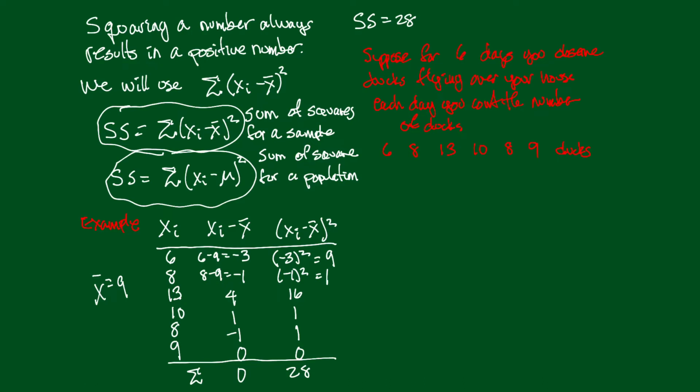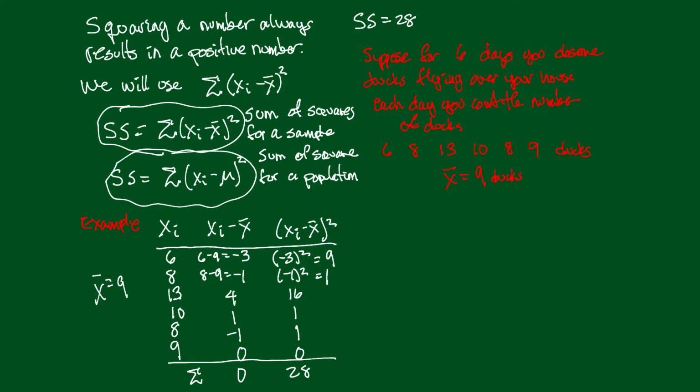Now, if we start looking at these distances, the average is what? 9 ducks, right? So if you just had to make a guess, what's your best guess for the number of ducks that flew over your house? The best guess would be 9. Okay, but now we know it's going to differ a little bit. So let's get the deviation scores.